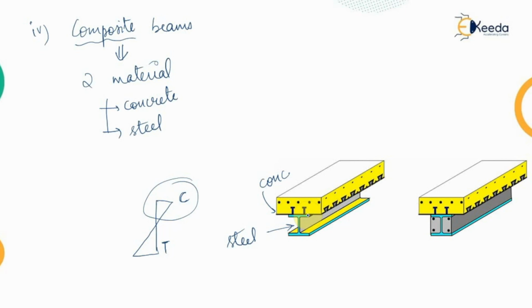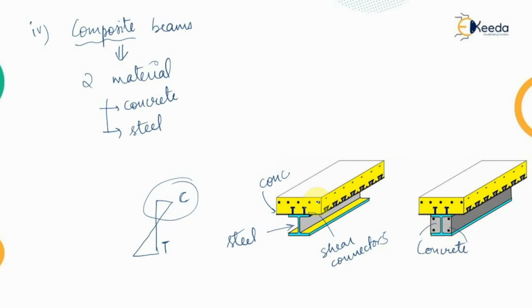And to achieve a better connection, we are providing these shear connectors so that there is no lateral movement of the I section or the concrete section with respect to each other. Or another criteria may be that we may stiffen this I section by providing this complete section under concrete, which is known as the encased beam.